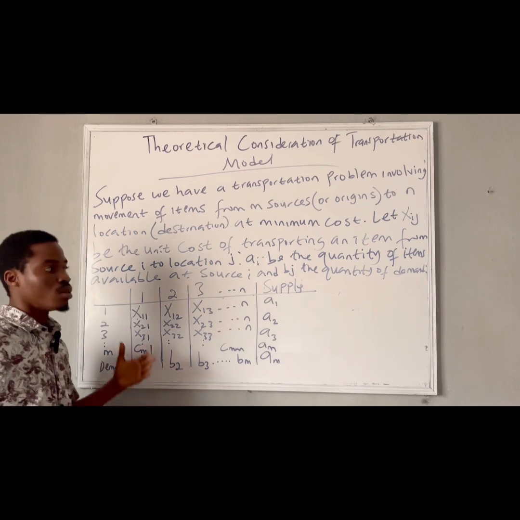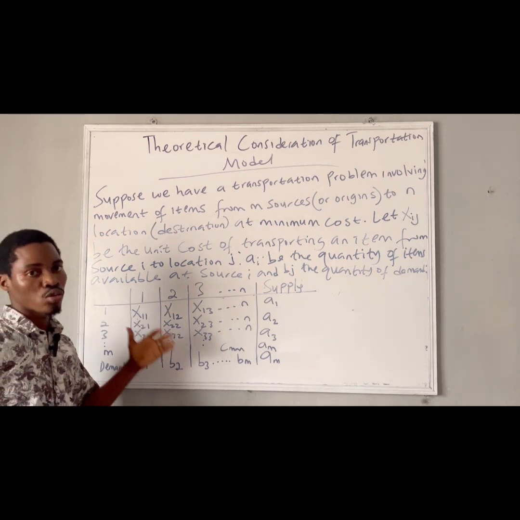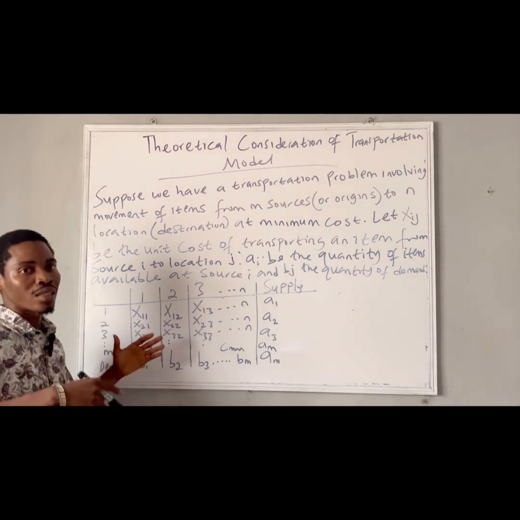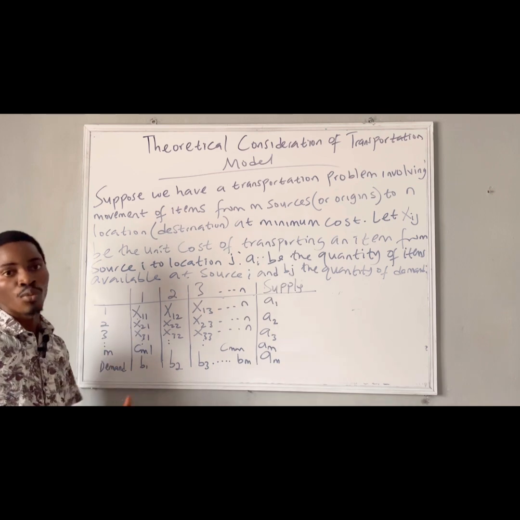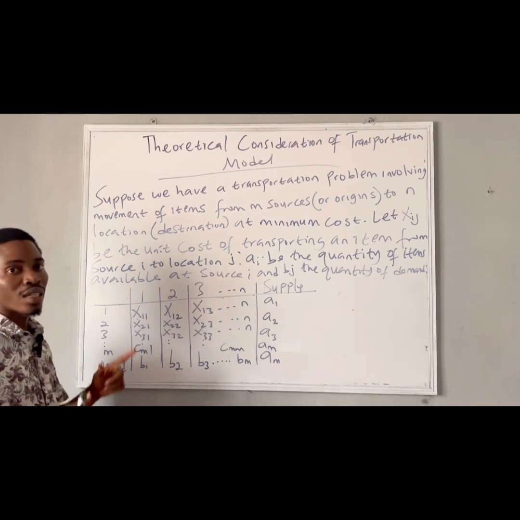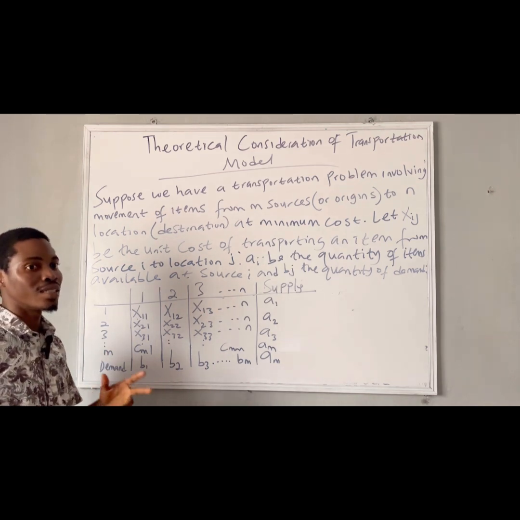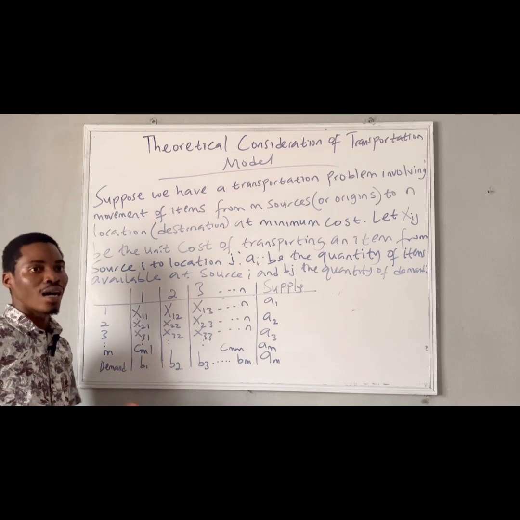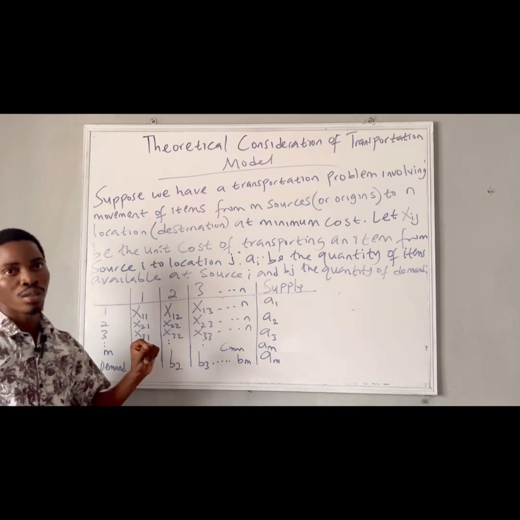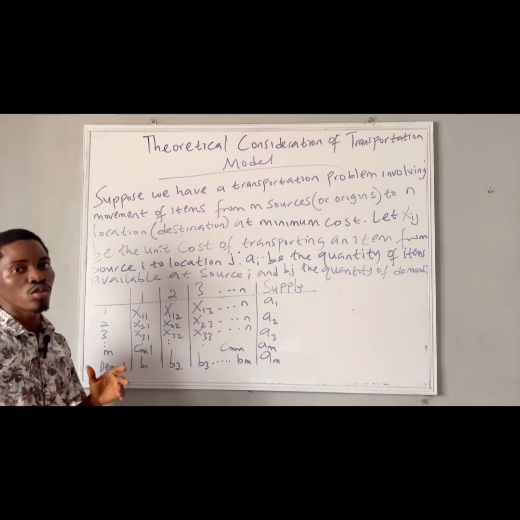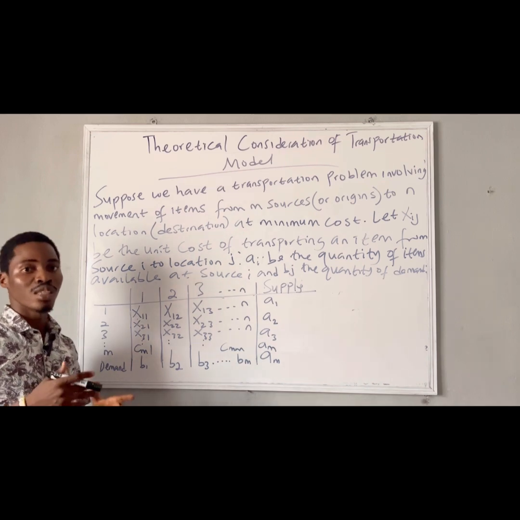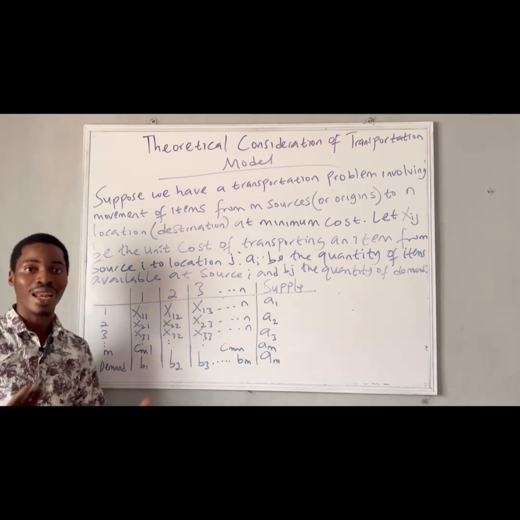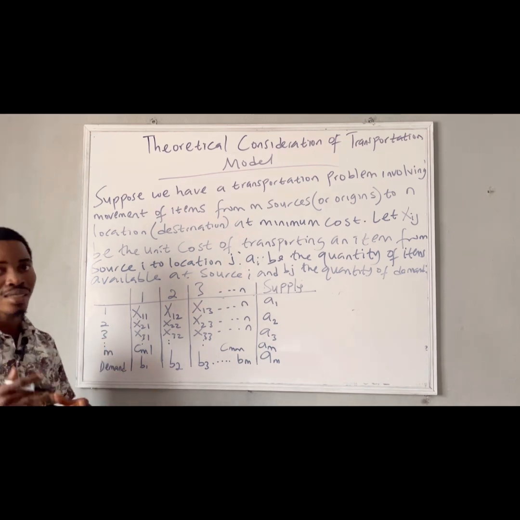So it means the supply is those that are supplying the item, and those that are requesting it are the demand, requesting what they want. And it must be a minimum cost. It must not be maximum. If it is maximum, it cannot be balanced. It is an unbalanced type.